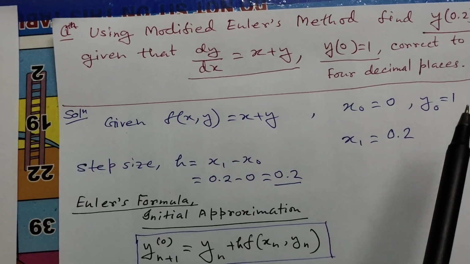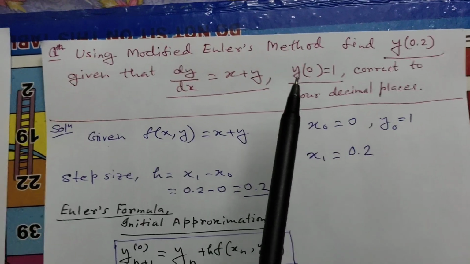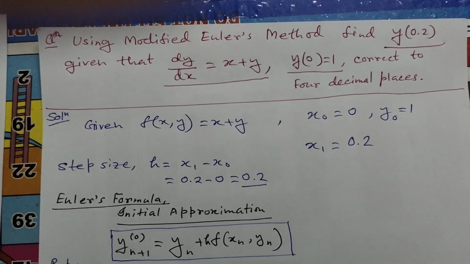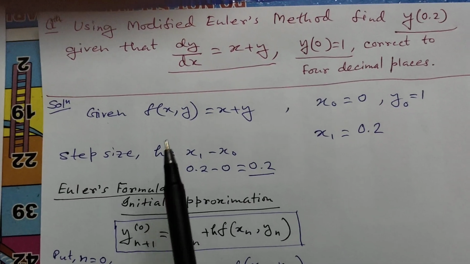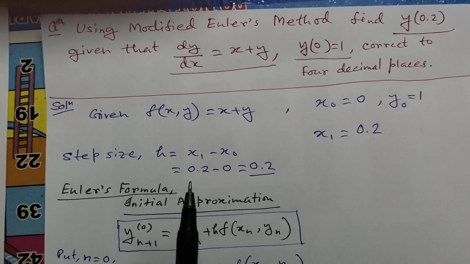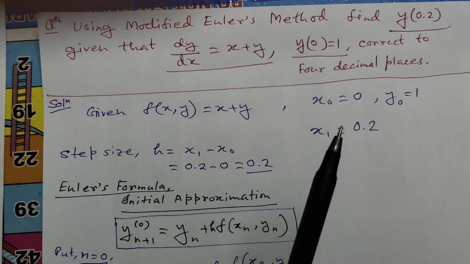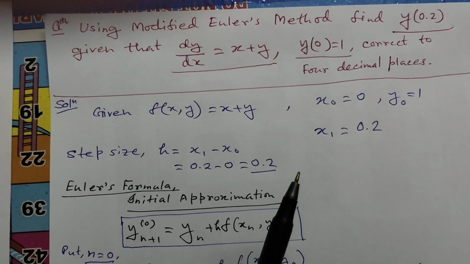It is also given, but see, in the question h is not given, so we have to calculate the value of h. How can we calculate the value of h? That is the step size. h equals x1 minus x0 equals 0.2 minus 0, so it is 0.2.